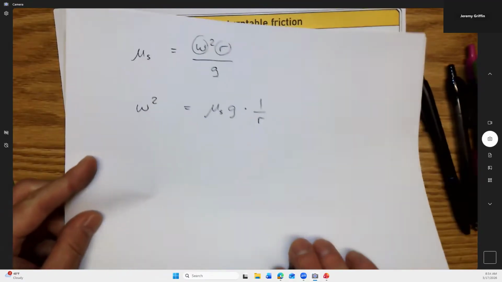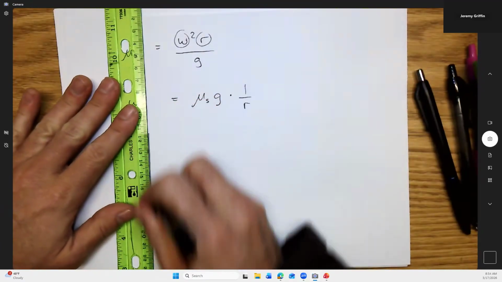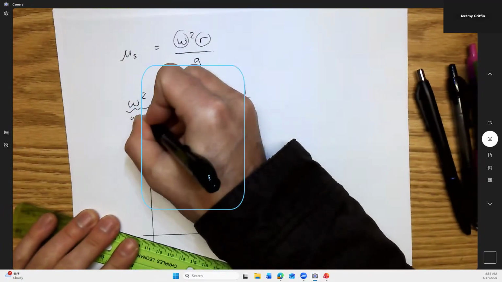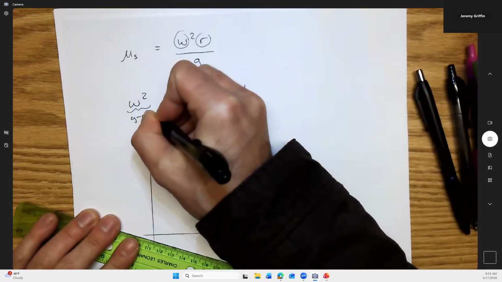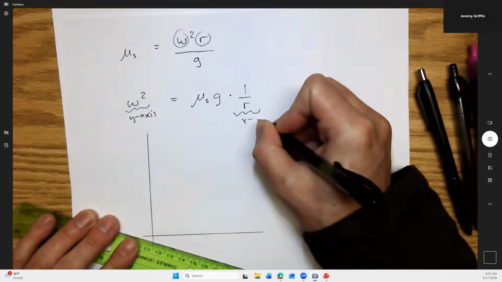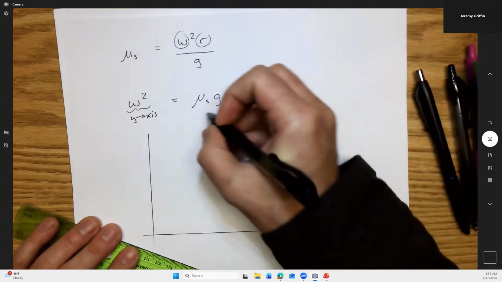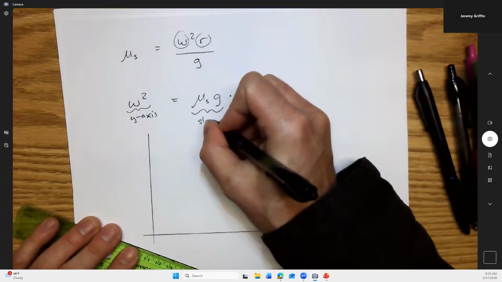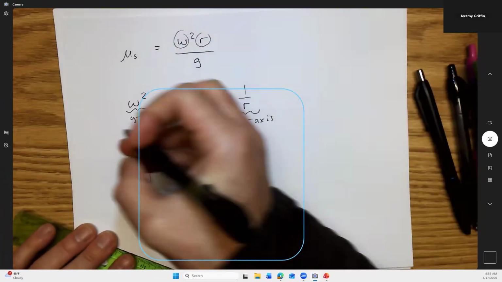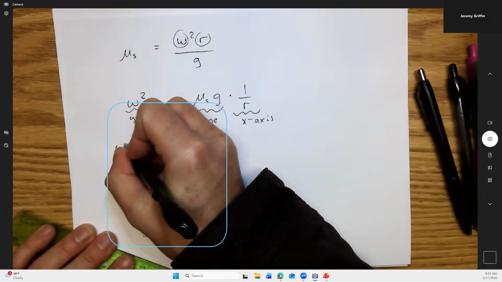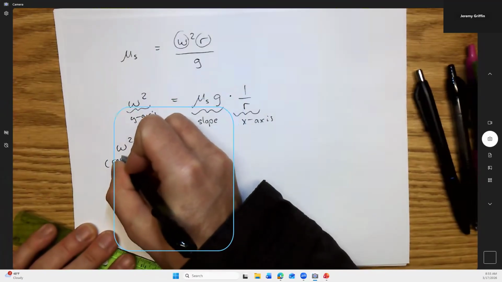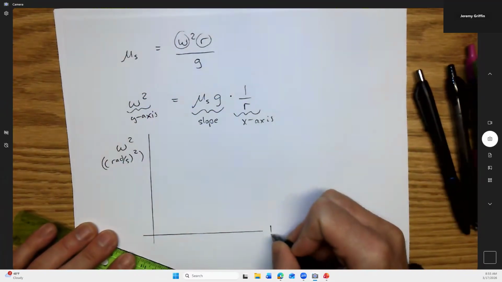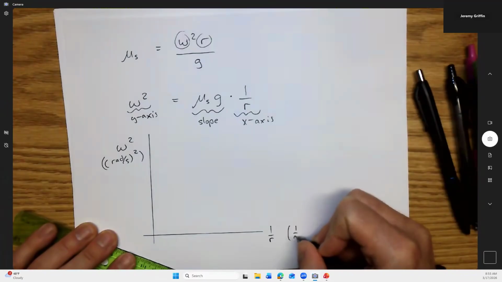Like that? Okay. Now, if I do that, I could say, here's my y-axis. Here's my x-axis. And then what would this represent? Slope. Yeah, this would be the slope. And it would be a linear line. So, linear curve. So I'll put omega squared here. This would be in radians per second, that whole quantity being squared. Okay. I've got 1 over R here. That could be in 1 over meters.